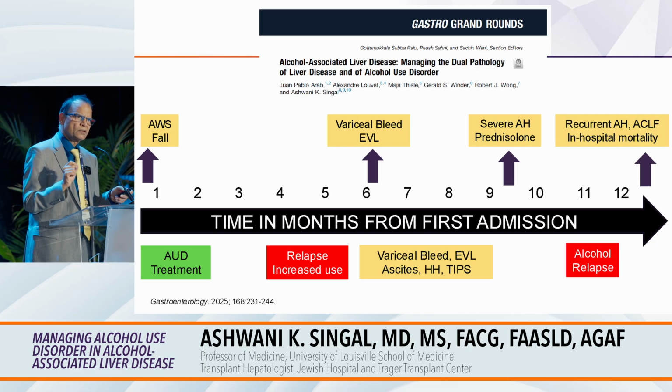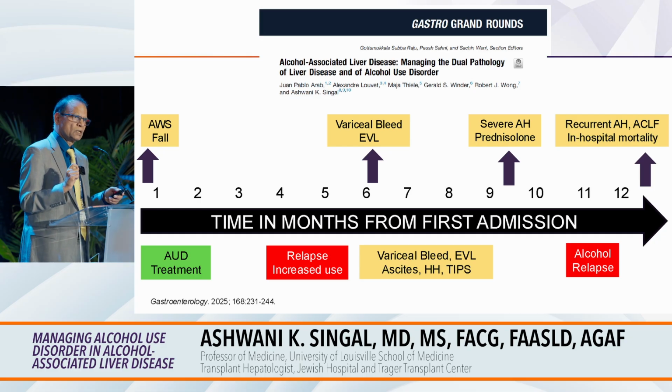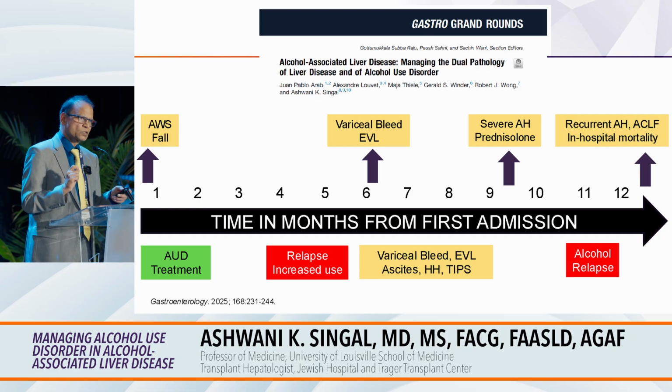as the disease strikes, she was struck with alcohol relapse 5 to 6 months after, presented with a variceal bleed, underwent ligation. A month later had another variceal bleed, underwent ligation, this time had hydrothorax, ascites, underwent a TIPS procedure, and then a couple of months later came back with severe alcohol-associated hepatitis, was lucky to respond to prednisolone, went home on acamprosate, and then remained sober for 2 months, and a third episode of relapse happened.